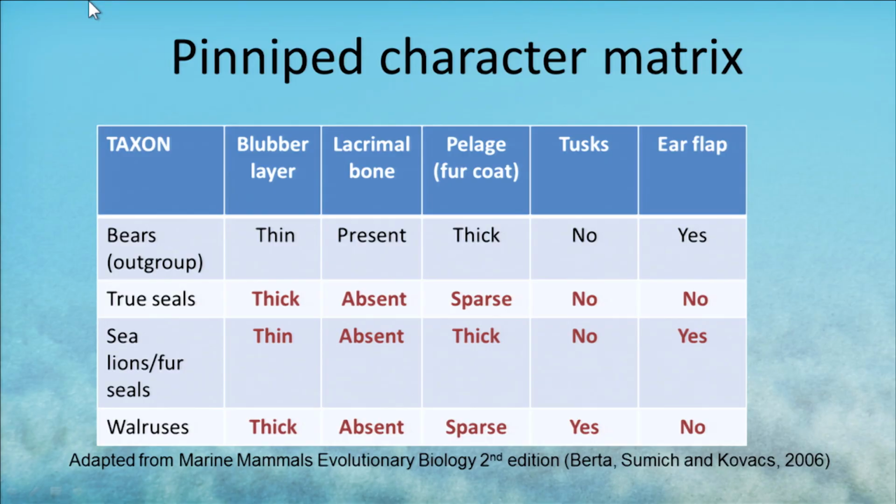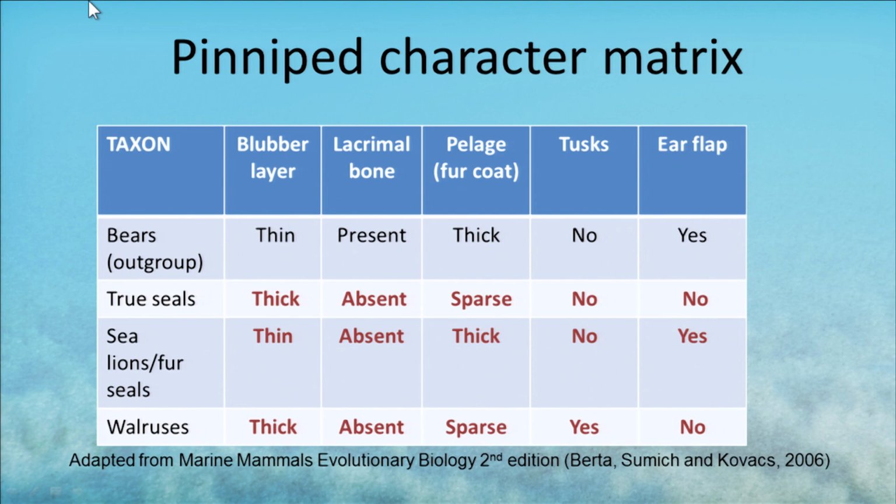Okay, so we're basically going back to this character matrix that we created for them in the previous lecture. And in that character matrix, we basically looked for shared derived traits. For example, on this character matrix, you might notice that the lacrimal bone is absent in all 3 families. It's absent for the true seals, it's absent for the fur seals or sea lions or the otariids, and of course it's absent for the walrus.